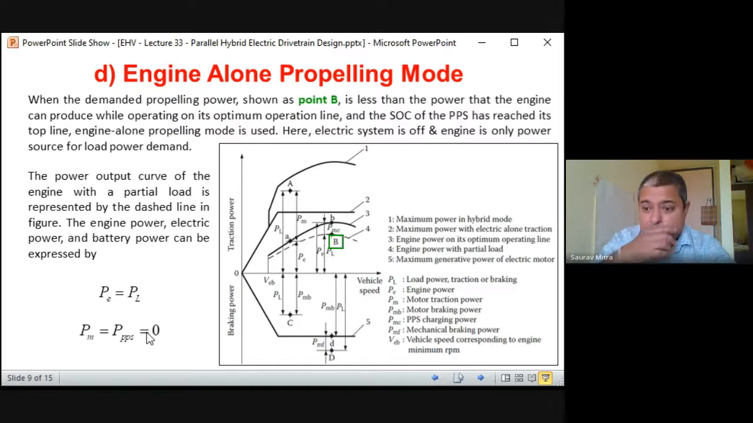PPS being 0 does not mean the stored power is 0. PPS is 0 means no energy is going from PE to charge the PPS. So no reverse power is going to the battery, because the PPS is fully charged. So these are the four modes. The first one is where the PPS is actually driving, that means the motor is driving the vehicle. The second one is hybrid, the third one is PPS charging, and the fourth one is engine alone propelling mode. So these are mainly the four propelling modes.